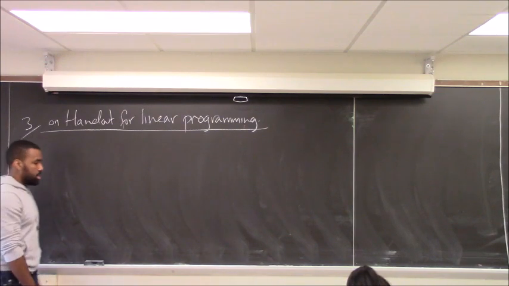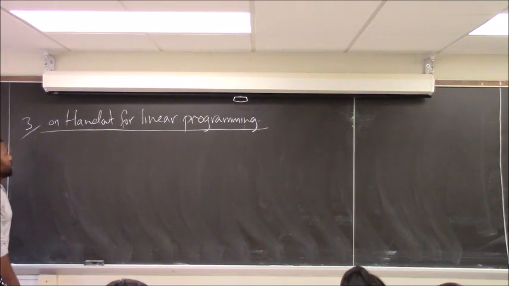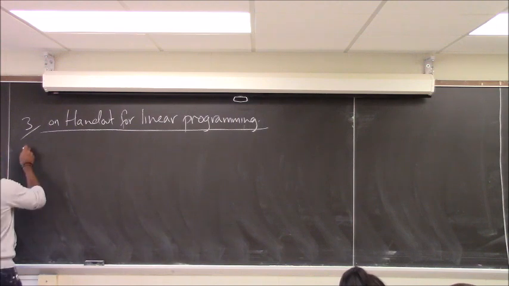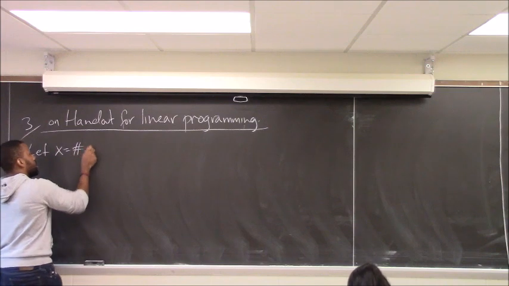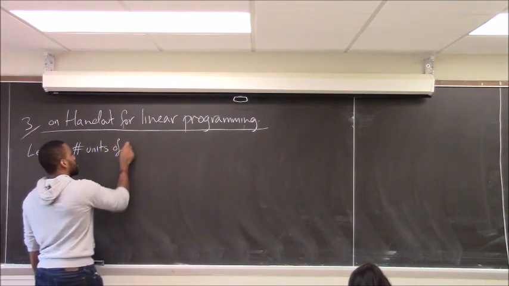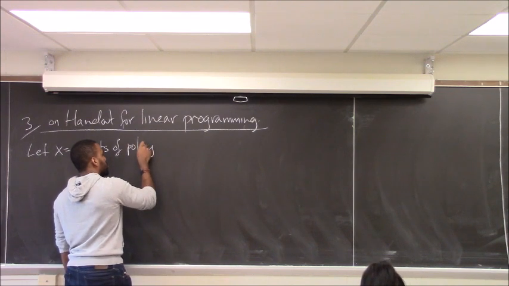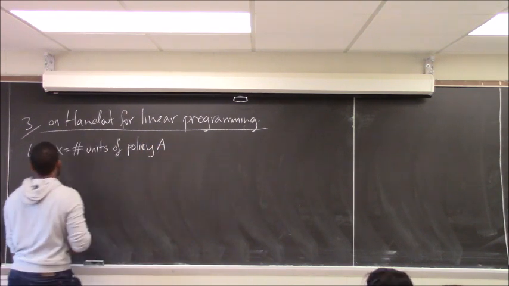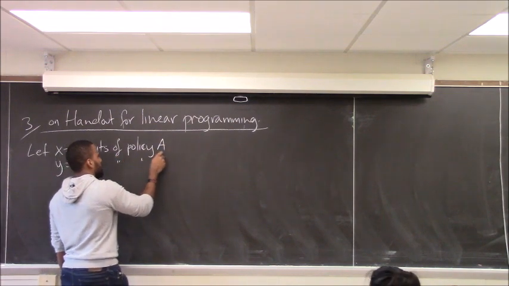It turns out that this is a linear programming problem. Usually how we start is we describe our variables. Let x be the number of units of plan A, and y equals the number of units of policy B.